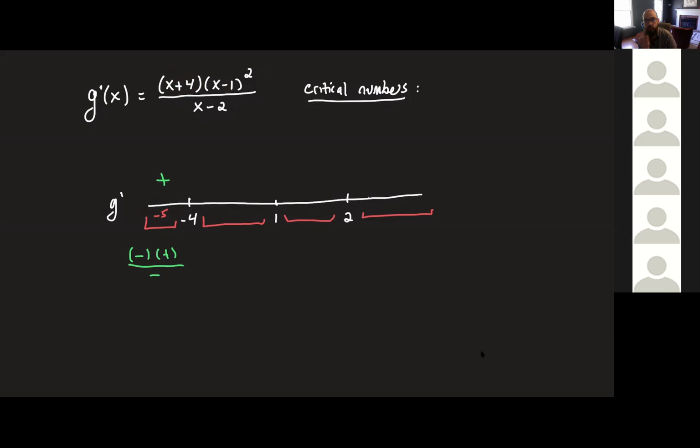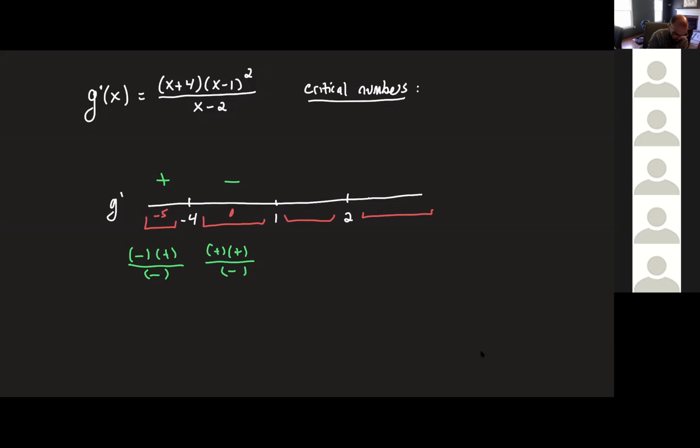Again, I don't need to know the actual numbers. I just care about the sign. Is it positive or negative? Okay, if we keep going, if I pick a value over here, 0 is in this interval, so I often like to think about 0 if I can. I will get a positive number times a positive number, all divided by a negative number. So that result is negative.